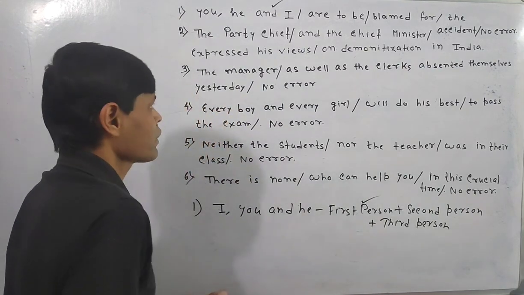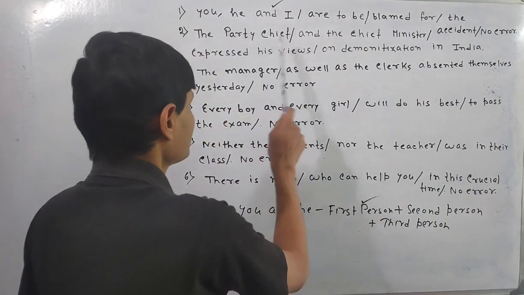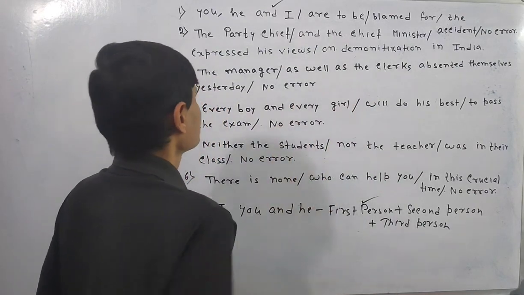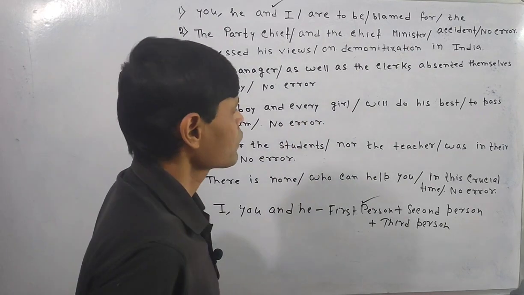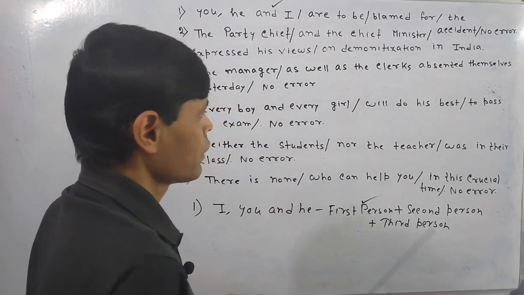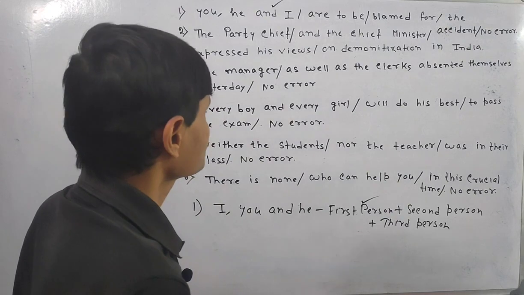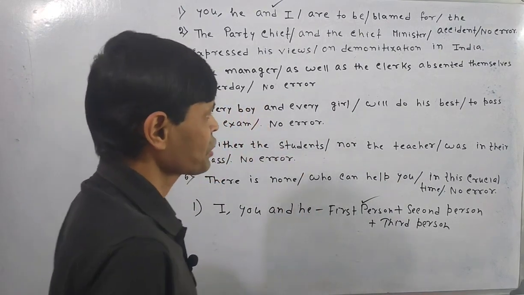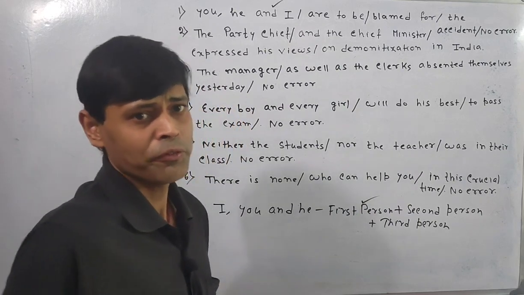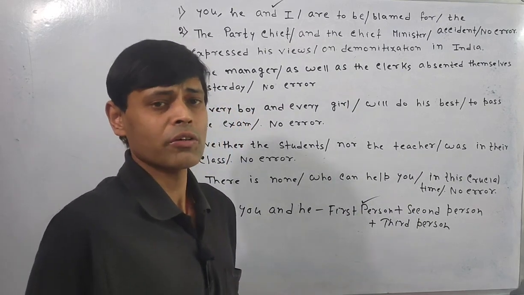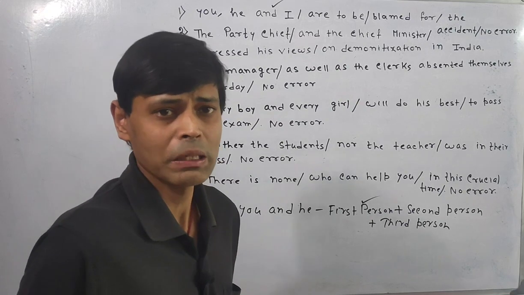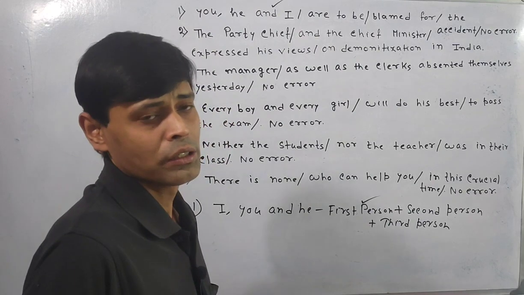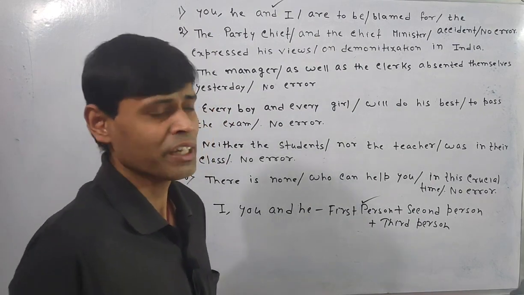Now if I just go for the next question, you will find that the party chief and the chief minister expressed his views on demonetization in India. Again I am repeating the question. The party chief and the chief minister expressed his view on demonetization in India. Now be careful. Pronouns must be in conjunction to the subjective nouns. Now when the subject is plural, automatically the pronoun must be plural in nature.